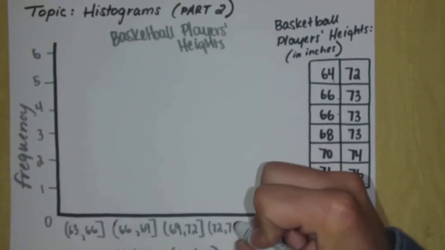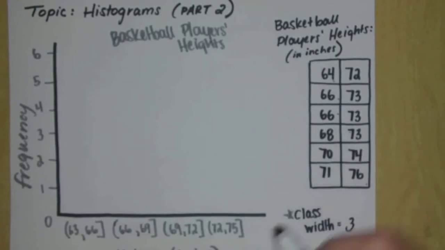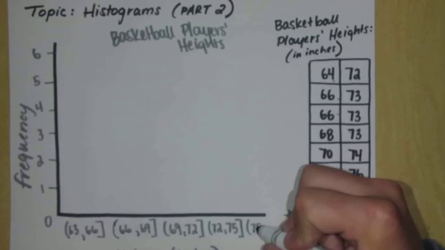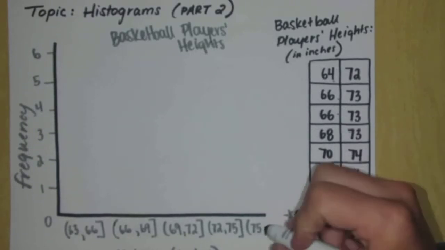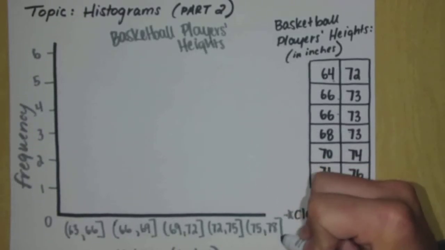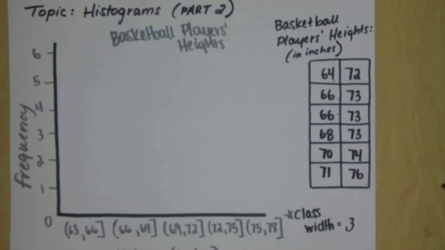72 to 75, unfortunately, means I'm going to need one more class because I need to get to 76. I can't just write 75 to 76, I need to continue at that class width of 3. So I'm going to make that last class 75 to 78. And now comes the easier and much more fun part. You just need to count and place your values in the appropriate class.